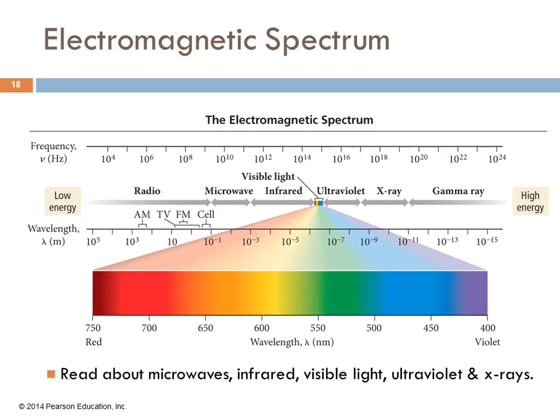But all of these are electromagnetic radiation. The difference is the frequency and the wavelength. Those are proportional. And it's related to energy.